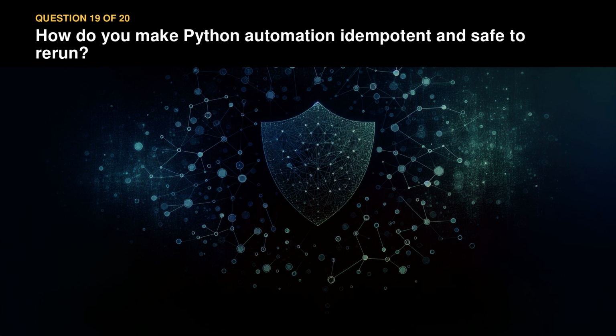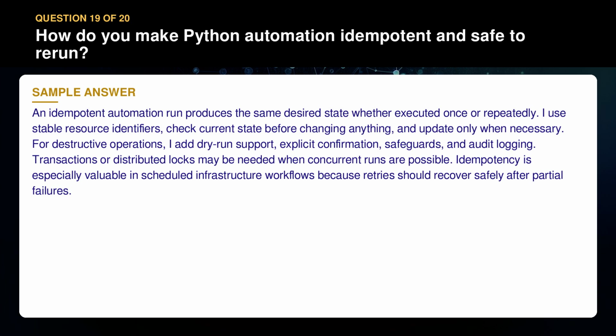Question 19. How do you make Python automation idempotent and safe to rerun? An idempotent automation run produces the same desired state whether executed once or repeatedly. I use stable resource identifiers, check current state before changing anything, and update only when necessary. For destructive operations, I add dry run support, explicit confirmation, safeguards, and audit logging.